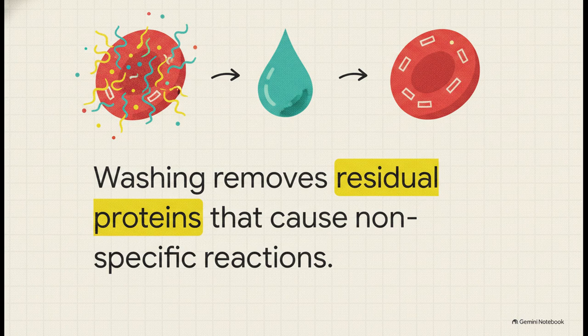Blood isn't just red blood cells, right? It's totally full of plasma containing free antibodies, fibrinogen, complement components, the whole shebang. If a scientist skipped the washing step, these residual proteins would cause non-specific reactions and literally ruin the diagnostic test. The washing process guarantees a clean, strictly standardized cellular antigenic surface.